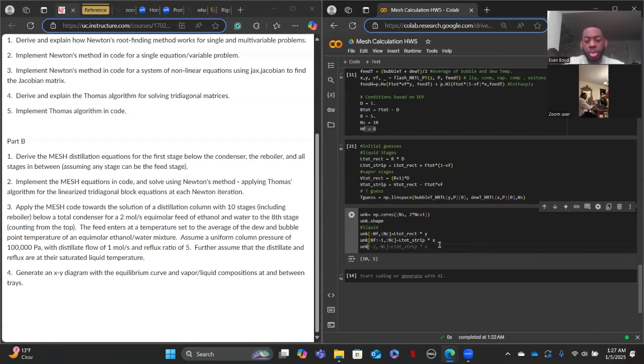And then we need one for the bottom, I mean for the reboiler. So the reboiler would just be -1 because that's the last row. And then it'll be, of course, still the same columns. All right, and here this will be our bottom. So B total times our vapor composition. Excuse me, our vapor composition. All right, so this is our liquid phases.